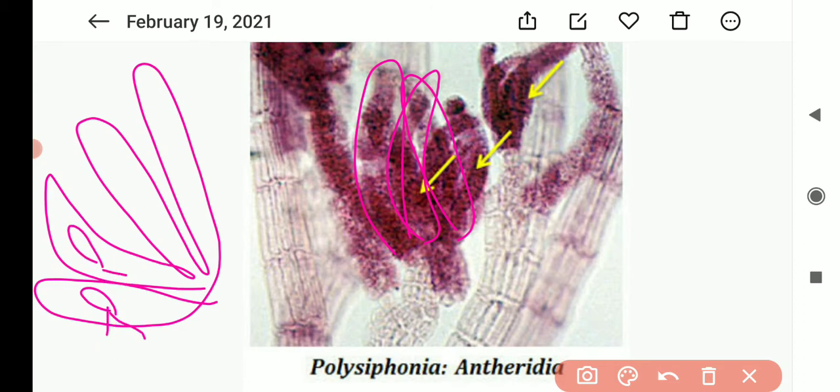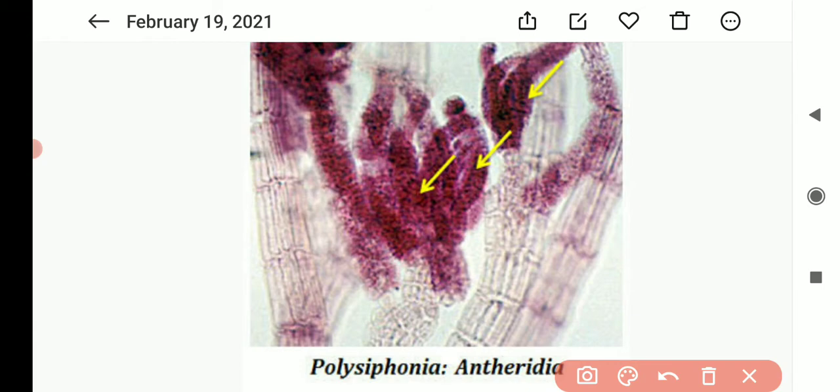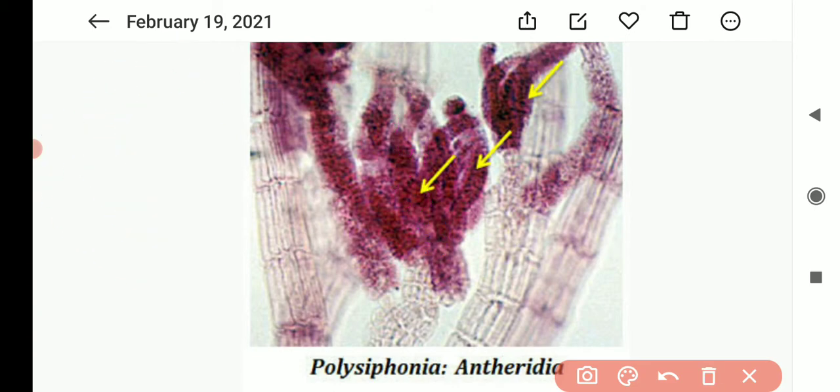Okay, the male sperms, the biflagellate antherozoids. Okay, these are the male gametes. Yes, the male gametes are inside. Okay, it's inside those finger-like projections. You will have the male gametes inside.